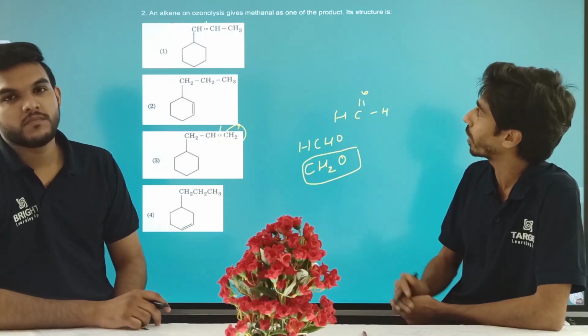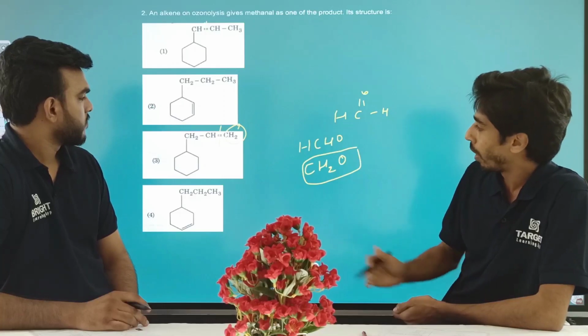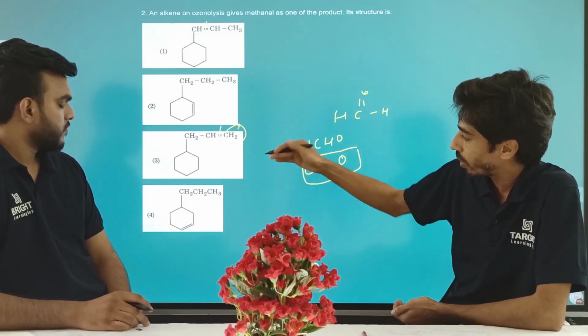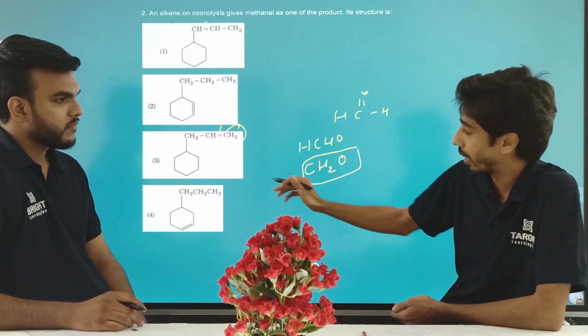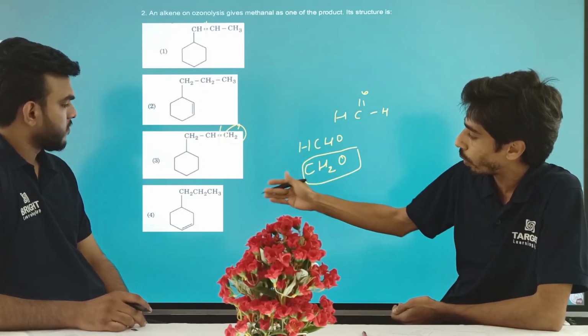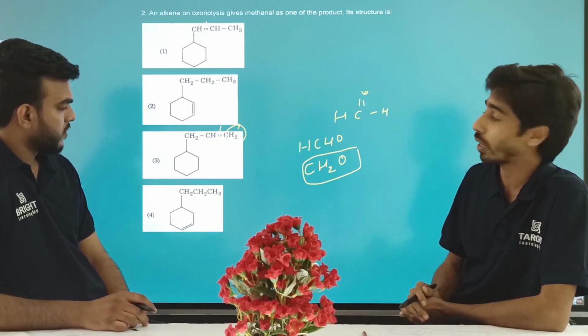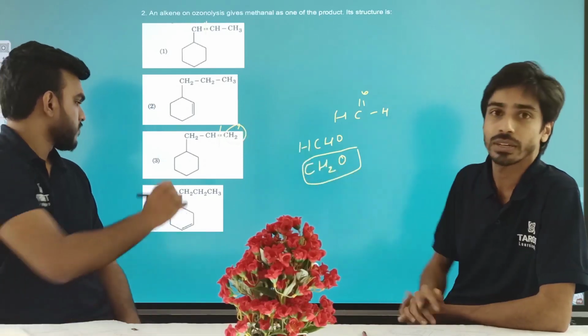So methanol, the product is obtained from option C. And if you go for the fourth one, there also the double bond is present inside the cyclic ring. So if you go for that compound, you'll not be getting methanol. Instead, you'll be getting some other cyclic compounds. So the correct answer for this question will be option 3.